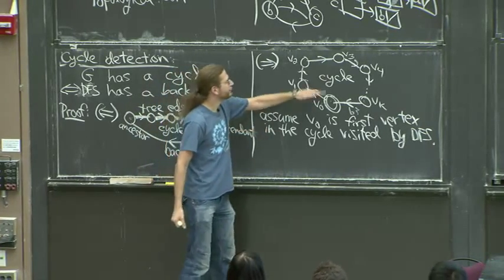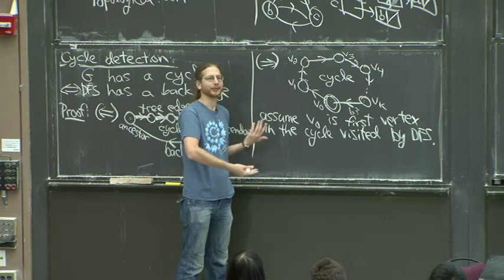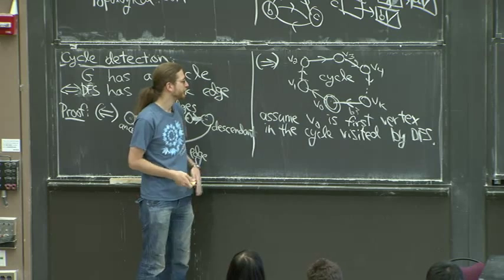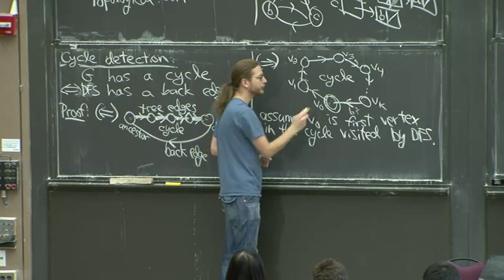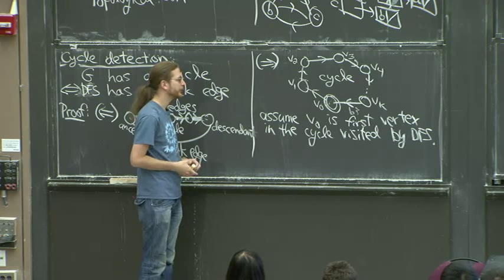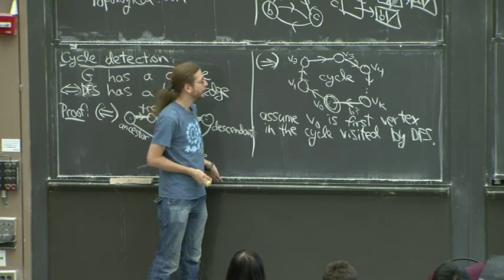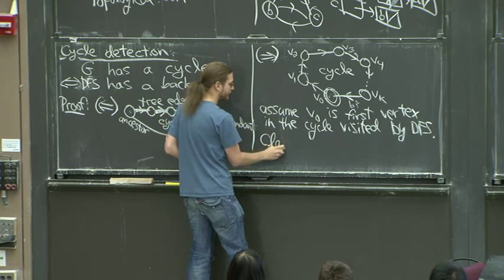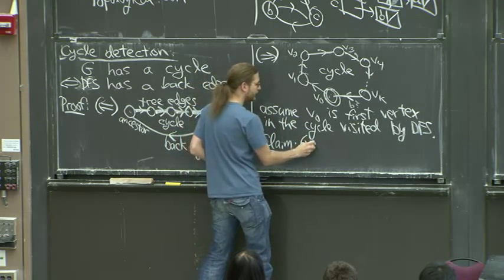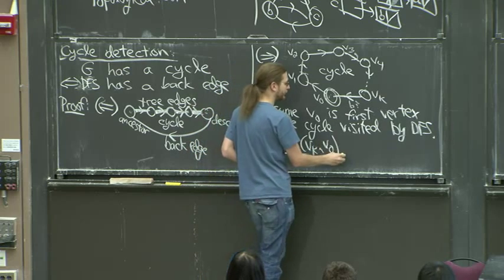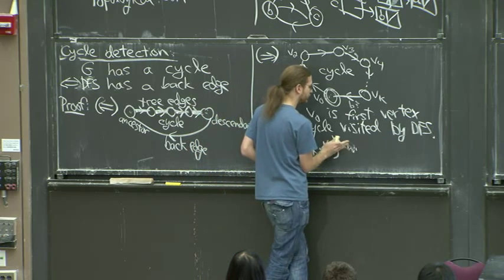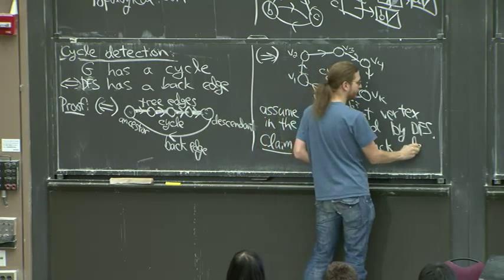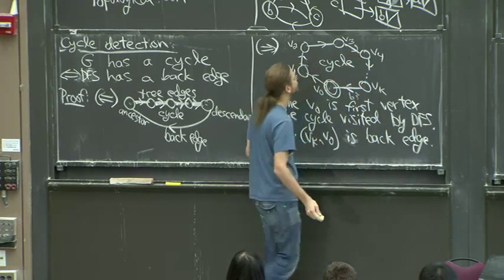If it's not v0, say v3 was the first one visited, we'll just change the labeling so that that's v0, that's v1, that's v2, and so on. So set this labeling so that v0 is the first vertex that gets visited. Then I claim that, let me just write the claim first. This edge vk v0 is a back edge. I would say this is not obvious. Be a little careful.